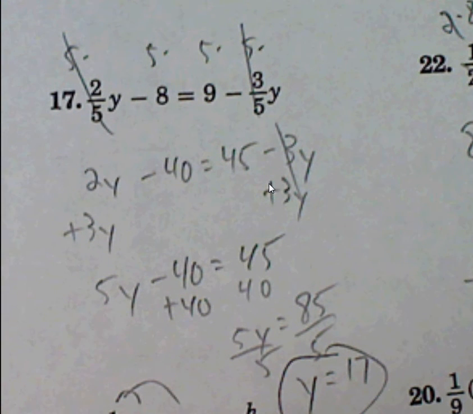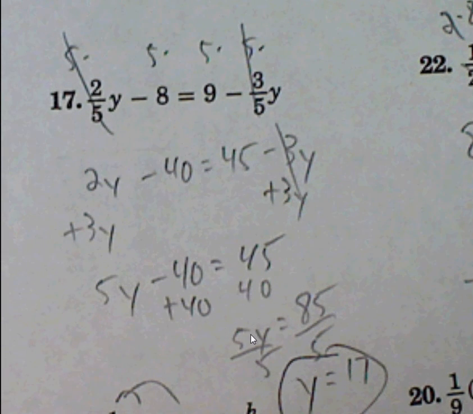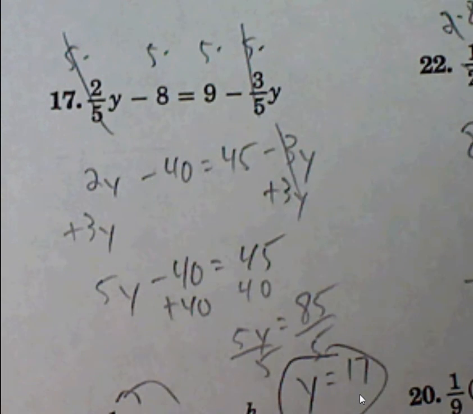So now I need to go ahead and get my variables at the same side. So add 3y. I get 5y minus 40 equals 45. Get rid of my constant, so plus 40 to both sides. 5y equals 85. Divide by 5, and I get 17.